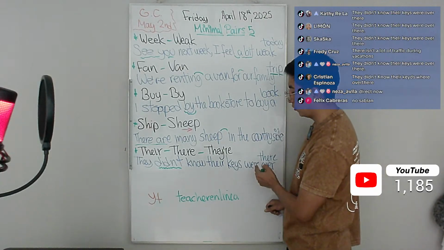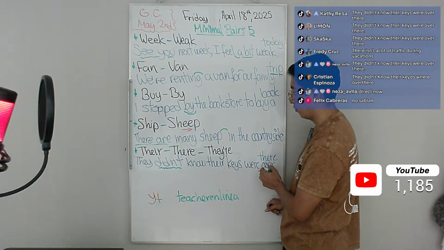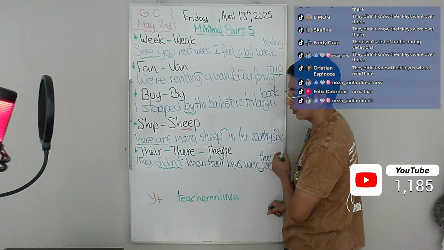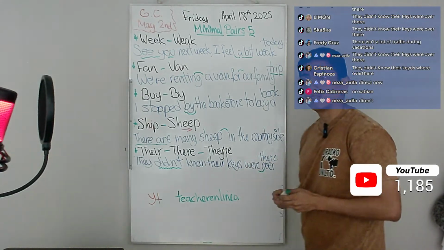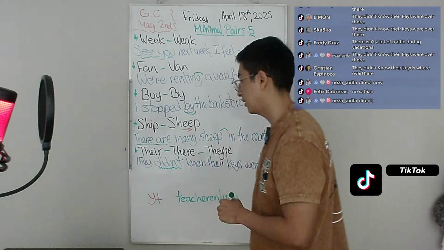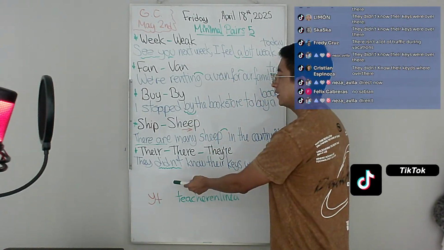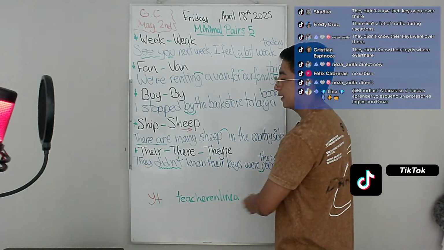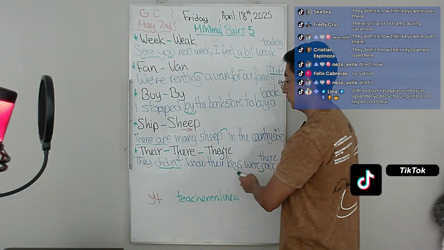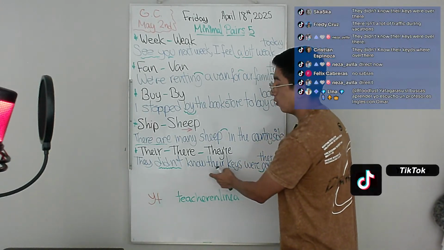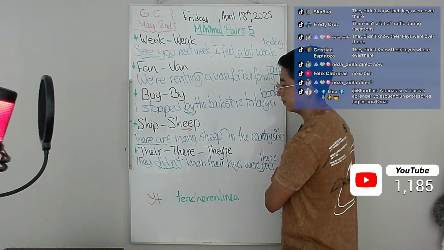Now let's connect these two words. We're over. We're over there. Okay, so let's start practicing this. Listen and repeat. They didn't know their keys were over there. They didn't know their keys were over there. They didn't know their keys were over there.